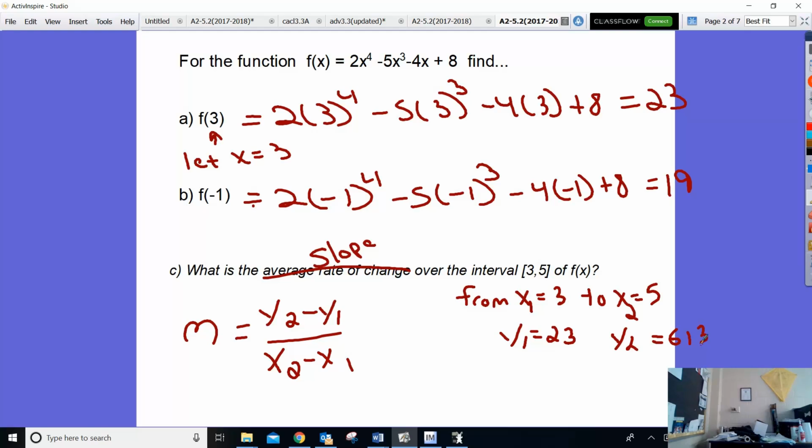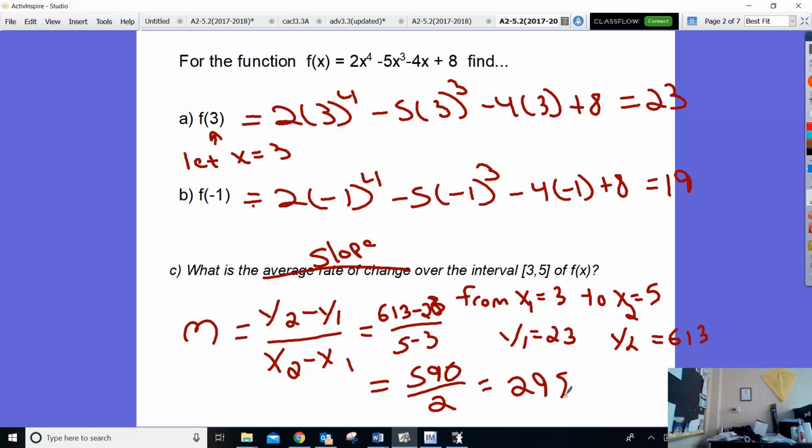Well, here's the formula for slope. What goes up top? Yeah, 613 minus 23. Okay, you can handle the bottom. 5 minus 3. 613 minus 23 up top, 5 minus 3 down low. What's 613 minus 23? 590. Over 2. That reduces down to 295.